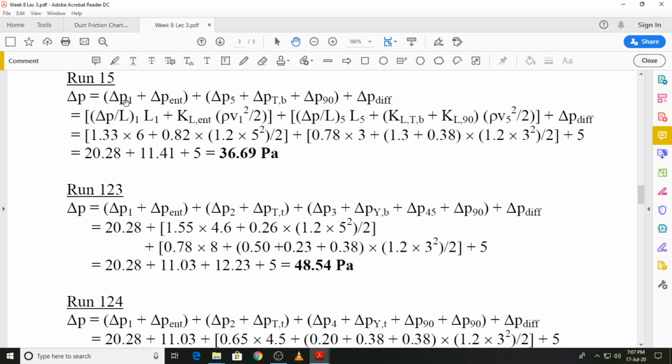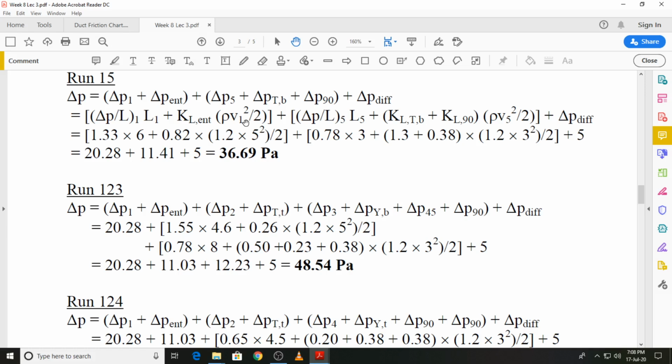Then the pressure drop can be calculated knowing the pressure drop per unit length, that is the frictional pressure drop, delta P by L for segment 1, which was 1.33. We know the length for segment 1, which is 6 meters. We have first written down the algebraic equation, then in the next step you will see we have substituted those values. K_L for entrance into half rho v square, and in half rho v square the velocity v will be v1.